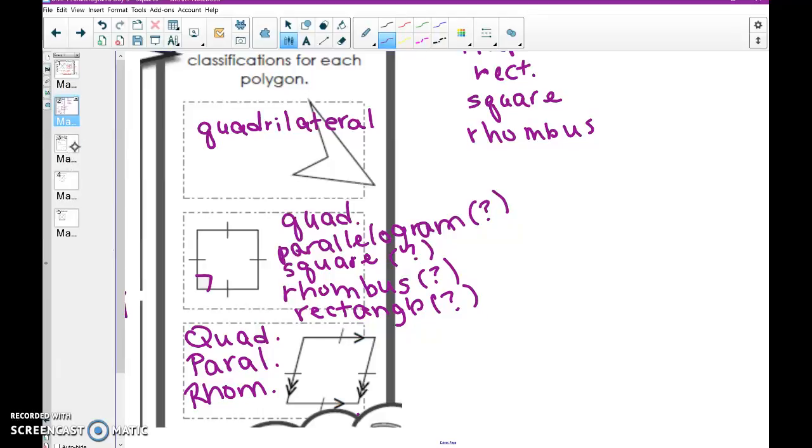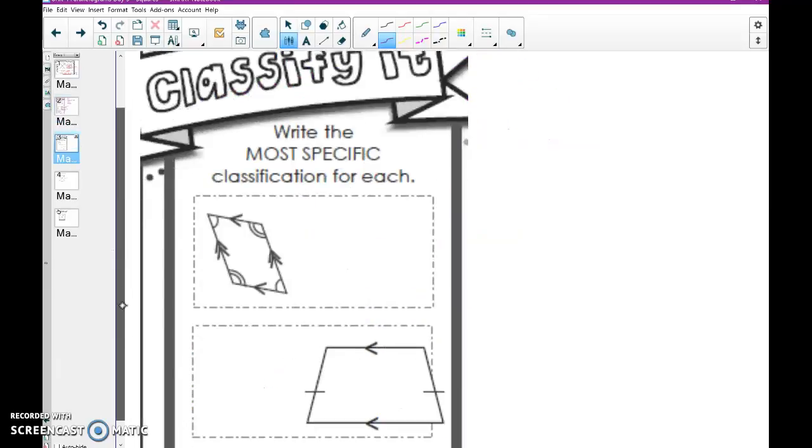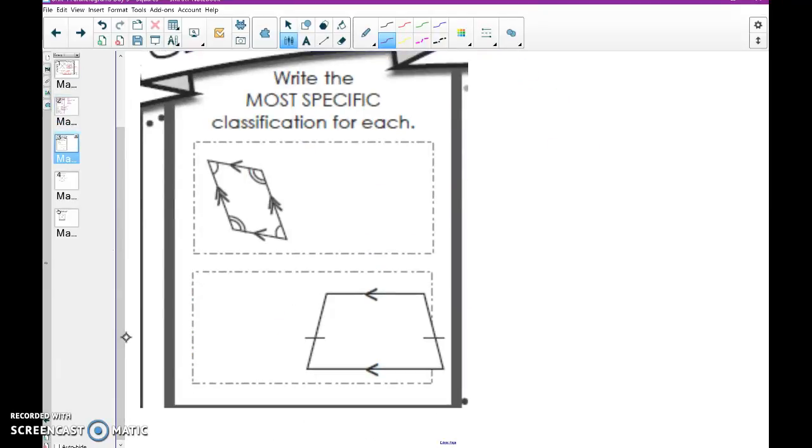So now we're going to skip down to the bottom left-hand corner, this guy. What's the most specific classification for each? So, is it a quadrilateral? Yes. It's got four sides. Is it a parallelogram? Yes, it's got two sets of opposite sides. All right, so it's not a trapezoid.